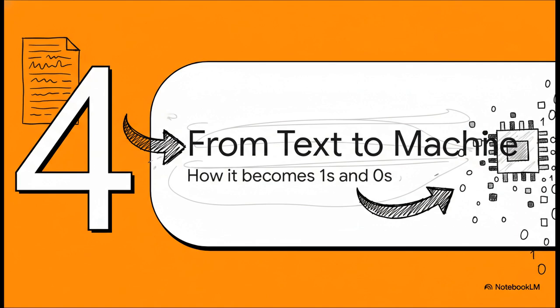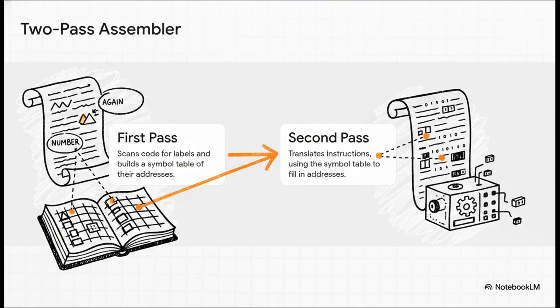But there's a catch. Right now, it's just a text file. The CPU has no idea what to do with this. It can't read add or LD. So what's that final, absolutely critical step that turns our nice, human-readable code into the ones and zeros the hardware actually speaks? The magic is all in something called a two-pass assembler.